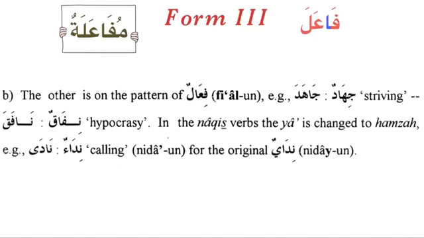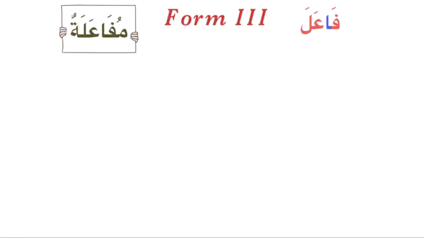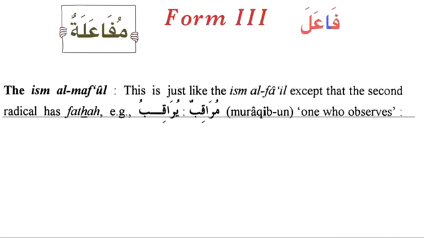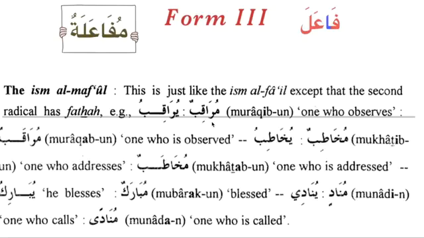If in doubt, we always go back to the dictionary and find out the pattern of the verb, inshallah. Going forward to the ism fa'il and ism maf'ul: just like ism fa'il, the second radical will have a fatha. Yuraqibu, muraqibun, is one who observes, and that is ism fa'il; and ism maf'ul will be muraqabun, the one who is observed.